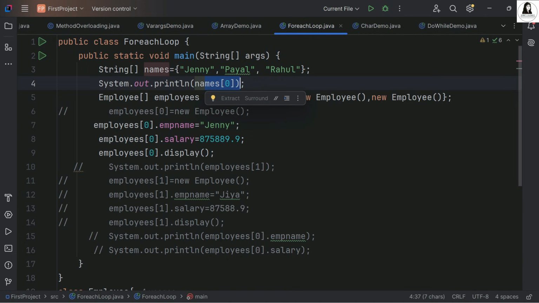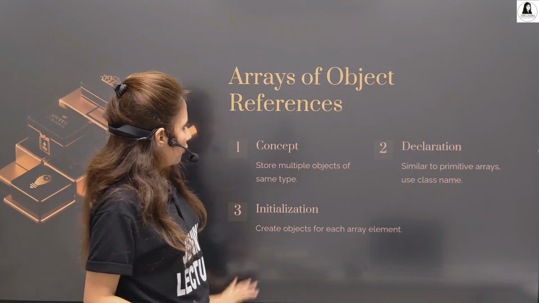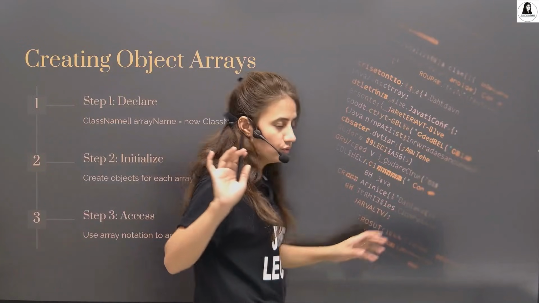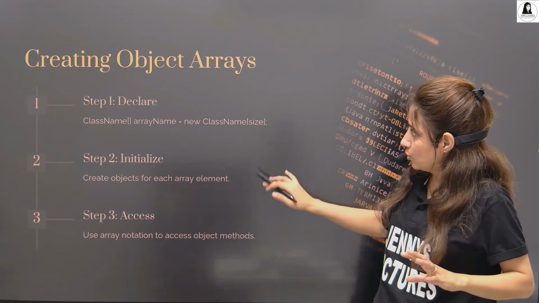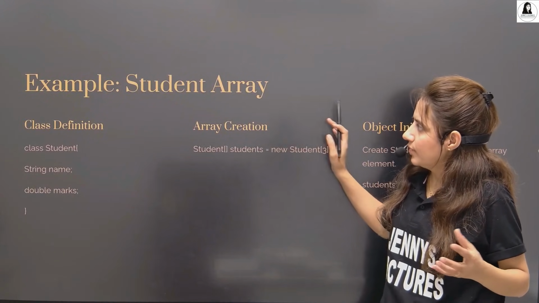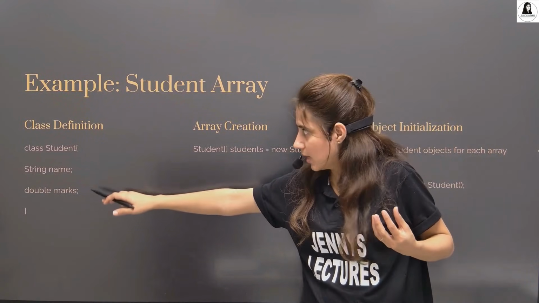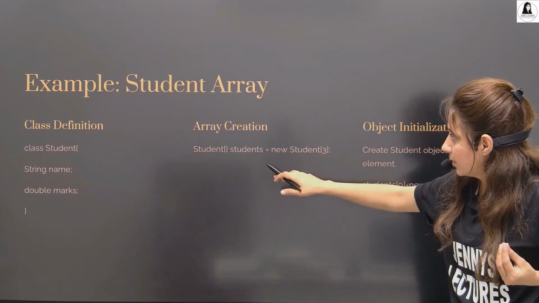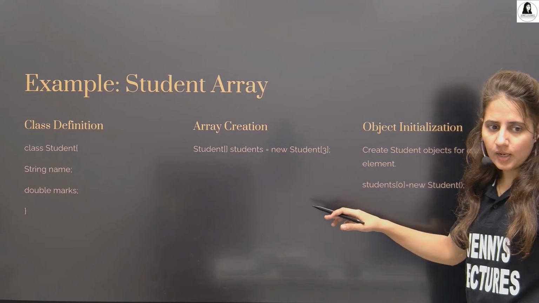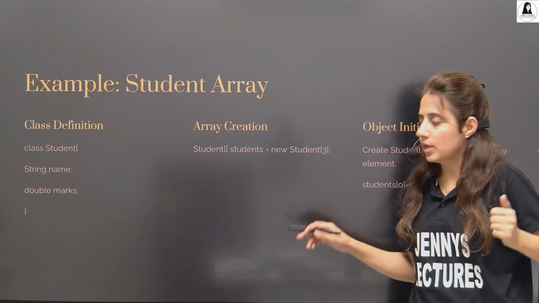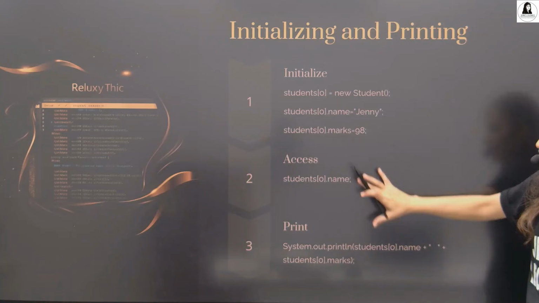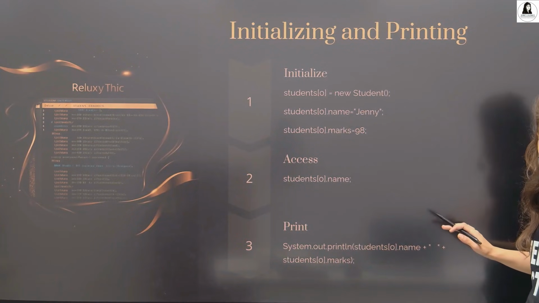Now let's discuss the for each loop. So we have discussed how to declare and initialize arrays of object references, and how to create an object array. This thing I have also shown you practically, right? And this is one example: a class Student, then how to create the array of students and how to initialize each object. We have seen this with one class, the Employee class. We also saw how to access, initialize and print, and discussed it practically.